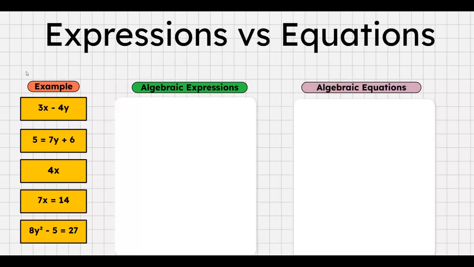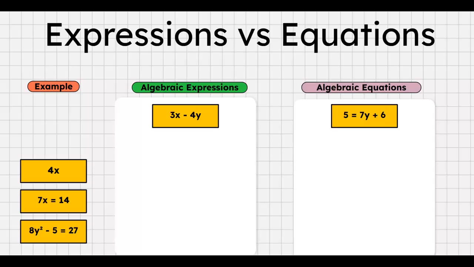So 3x minus 4y. Do we see an equal sign? No, we do not. So that is an algebraic expression. 5 equals 7y plus 6. Oh, there's an equal sign. So that means it's an algebraic equation. 4x. Boy, that looks like a little expression, but it's still an expression because there's no equal sign. An algebraic expression at that, because we have a number and a variable.